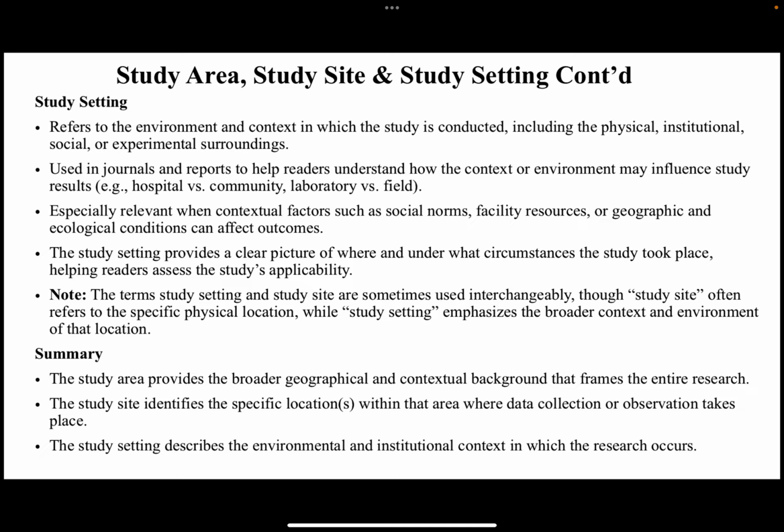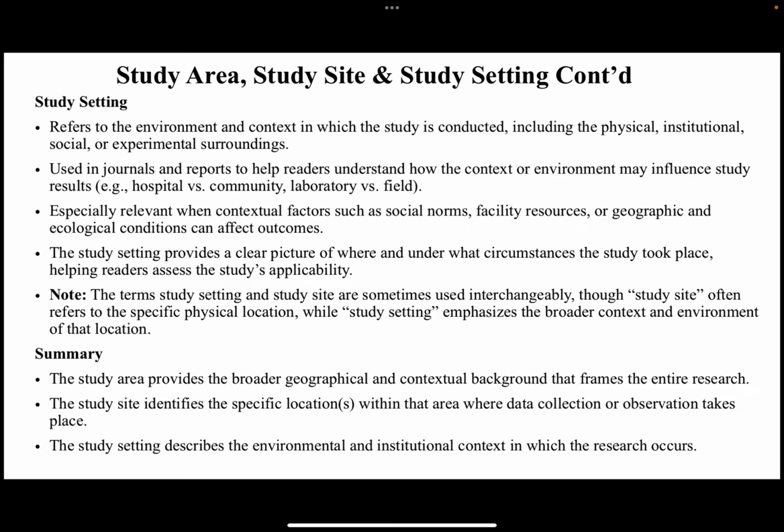The study setting provides a clear picture of where and under what circumstances the study took place, helping readers assess the study's applicability. The terms study setting and study site are sometimes used interchangeably, though study site often refers to the specific physical location, while study setting emphasizes the broader context and environment of that location.